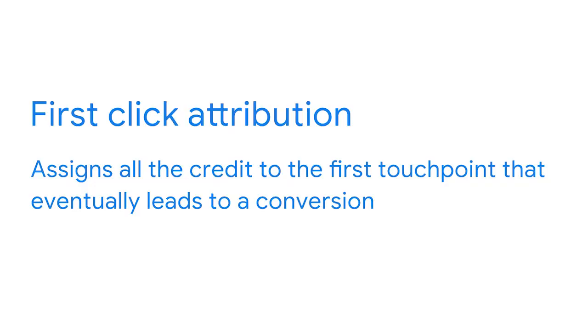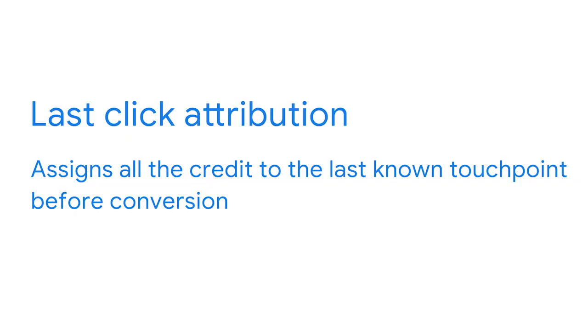First click attribution assigns all the credit to the first touch point that eventually leads to a conversion. Let's go back to our art supply store. If a customer's first interaction with the brand is a social media ad for oil paints, all the credit for their purchase would go to that ad, even if it takes a few more touch points for them to buy something. Last click attribution assigns all the credit to the last known touch point before conversion. If our art store customer makes a purchase after the 4th or 5th touch point, maybe a promotional email, last click attribution would give full credit to that email.